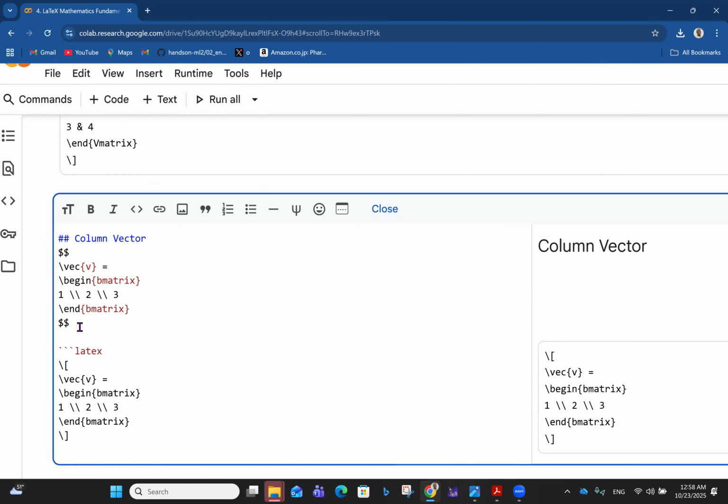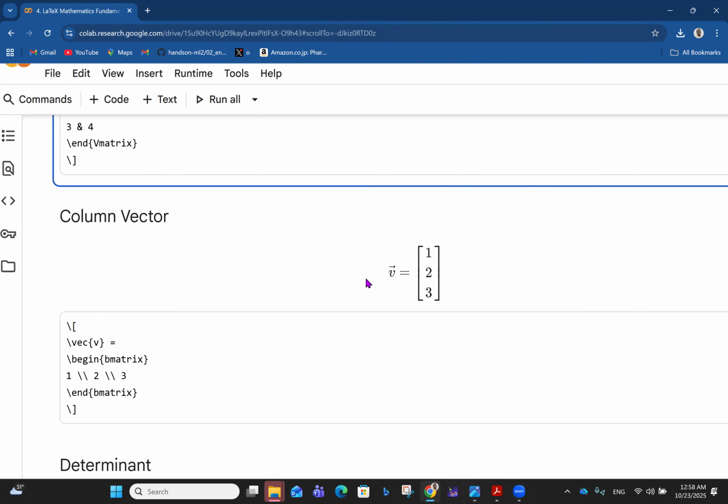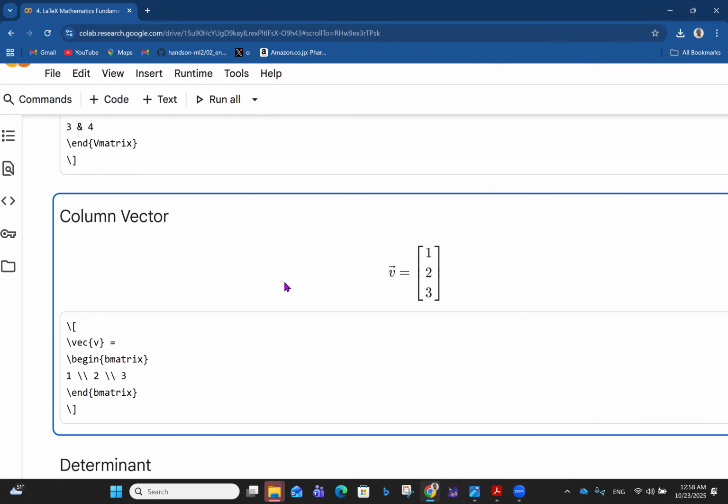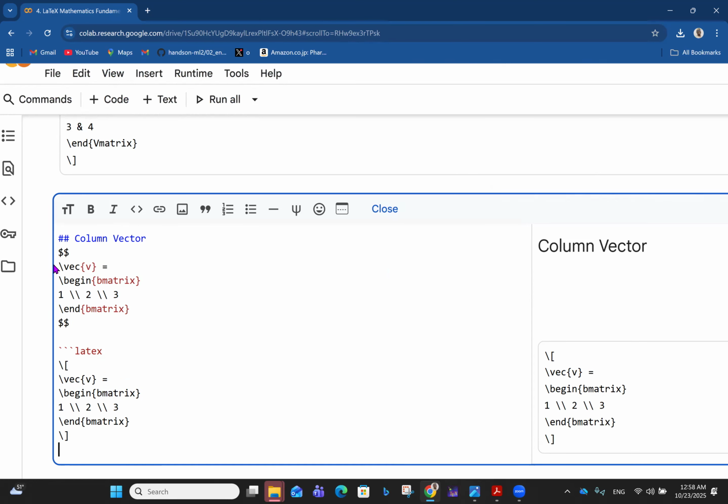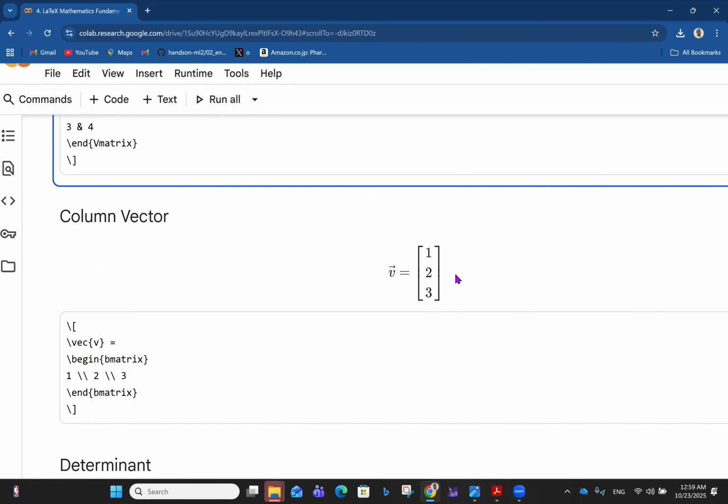In fact, let me also copy this for the next one, which is row vector. So for column vector, you have this. See how it's defined. So backslash vec v equals, and vec v is what makes the vector have an arrow on top because it's a vector. So it has magnitude and direction. So begin matrix 1, 2, 3, and you have this whole thing. Okay, that's a column vector.